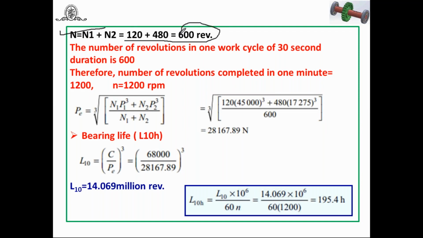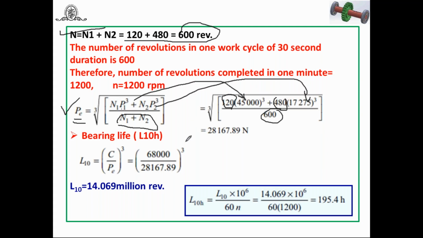But there is a very interesting thing, I will elaborate later. Before that, first of all, find out the equivalent dynamic load. It is the cube root of N1 into P1 cubed plus N2 into P2 cubed, divided by N1 plus N2. N1 plus N2 is 600, I have substituted. N1 you have calculated as 120, N2 is 480, and P1 already calculated from part 1, P2 from part 2. You will get the PE, equivalent dynamic load.